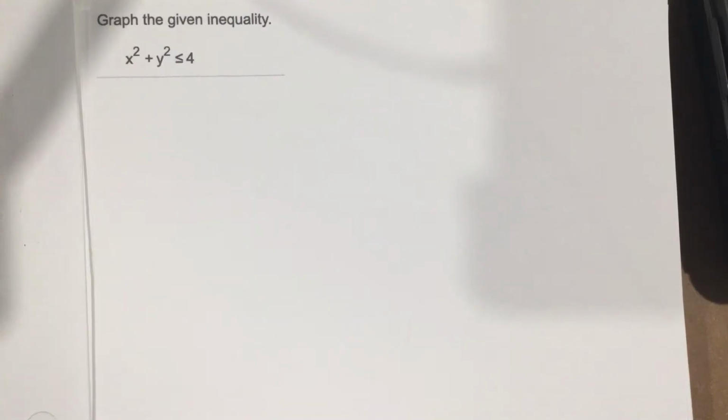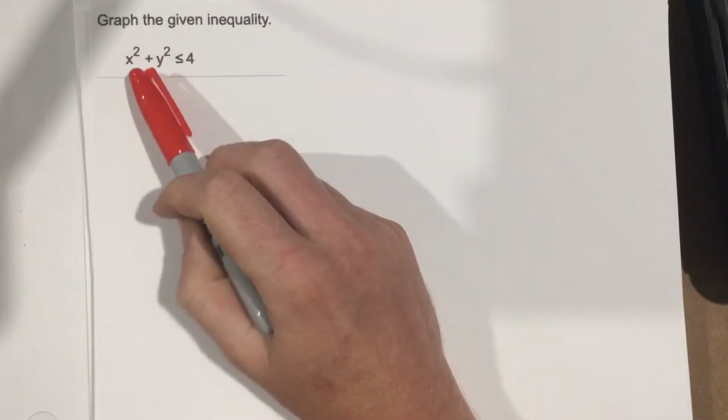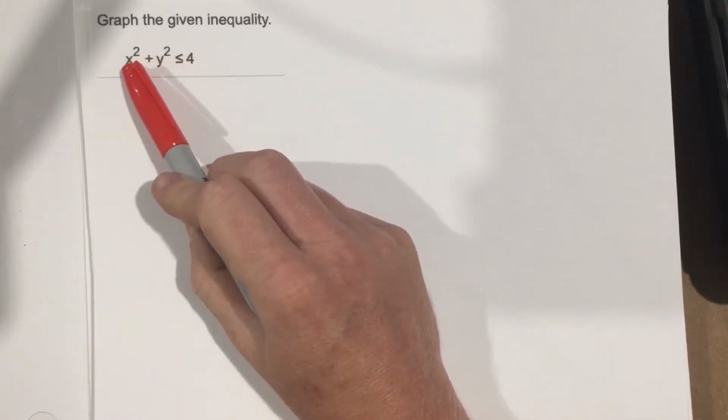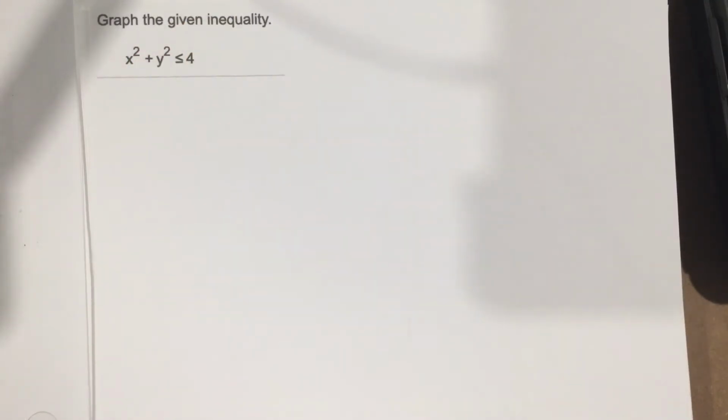This is problem number 2 from section 9.2. This problem says graph the given inequality. They give us an inequality, and you notice that it has an x squared term and a y squared term. Anytime you have an x squared term and a y squared term, we know that we have a circle.